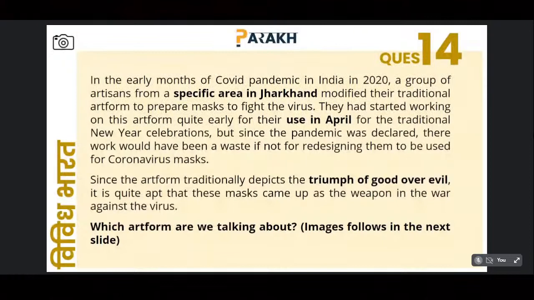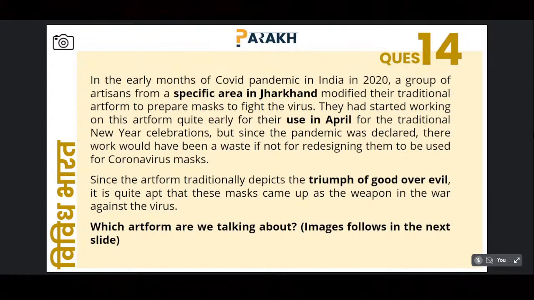In the early months of the COVID pandemic in India in 2020, a group of artisans from a specific area in Jharkhand modified their art form to prepare masks to fight the virus. They had started working on this art form quite early for use in April for the traditional New Year celebrations, but since the pandemic was declared, their work would have been a waste if not for redesigning them to be used for coronavirus masks.